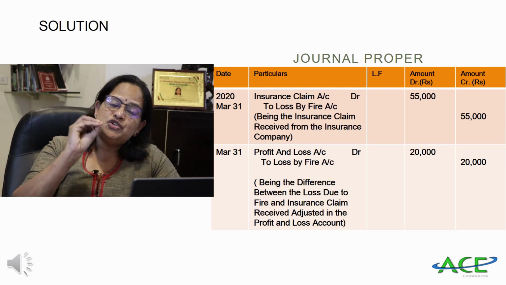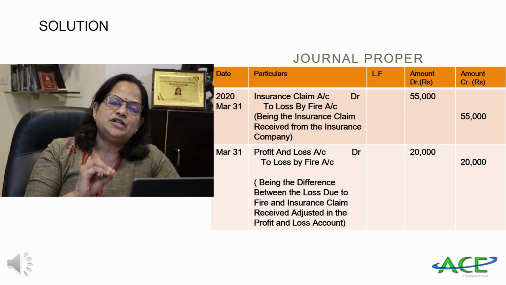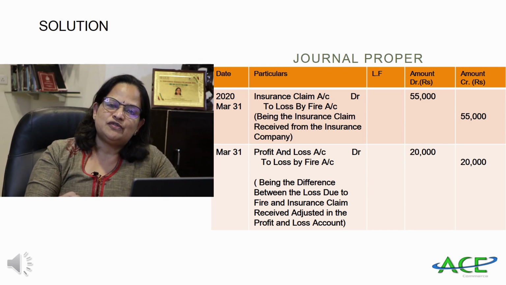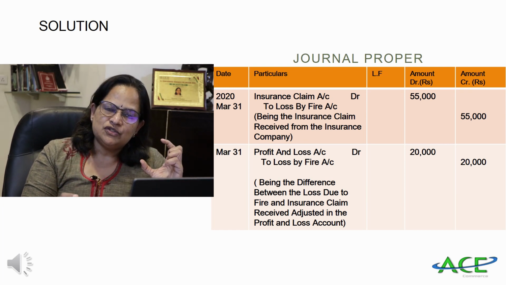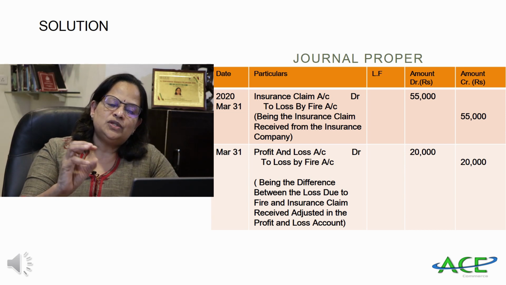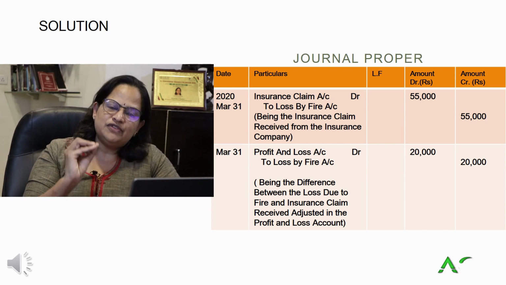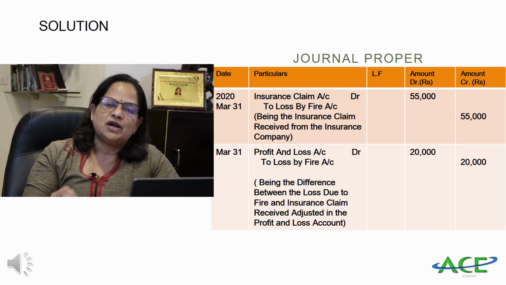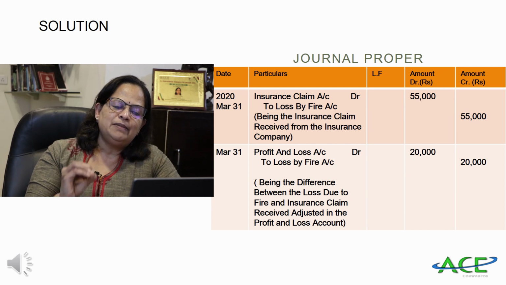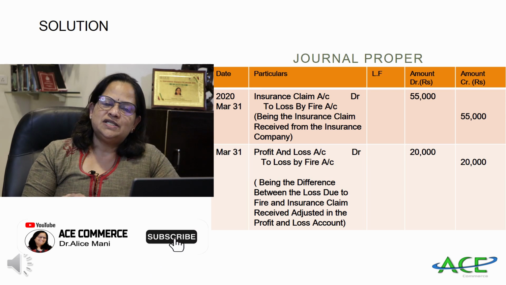Now you have to remember that insurance claim 55,000 they got. So that journal entry is insurance claim account debited to loss by fire account 55,000, being insurance claim received from the insurance company. Now 75,000 was the actual loss by fire, 55,000 they got from the insurance company. So the loss incurred by the firm is 20,000. So that also we have to bring into account. Profit and loss account debited to loss by fire account 20,000, being the difference between loss due to fire and insurance claim received and adjusted in the profit and loss account. So these are the three entries.